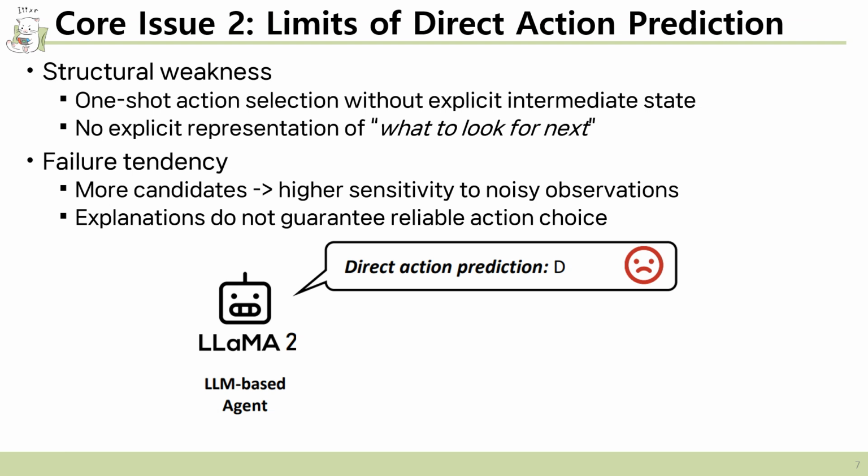When there are many options and captions are noisy, one-shot choice becomes unstable. The model can jump to a random option or follow a wrong detail. So NavCoT suggests a simple fix. First imagine the next key thing, then match that idea to one option, and only then choose the action.